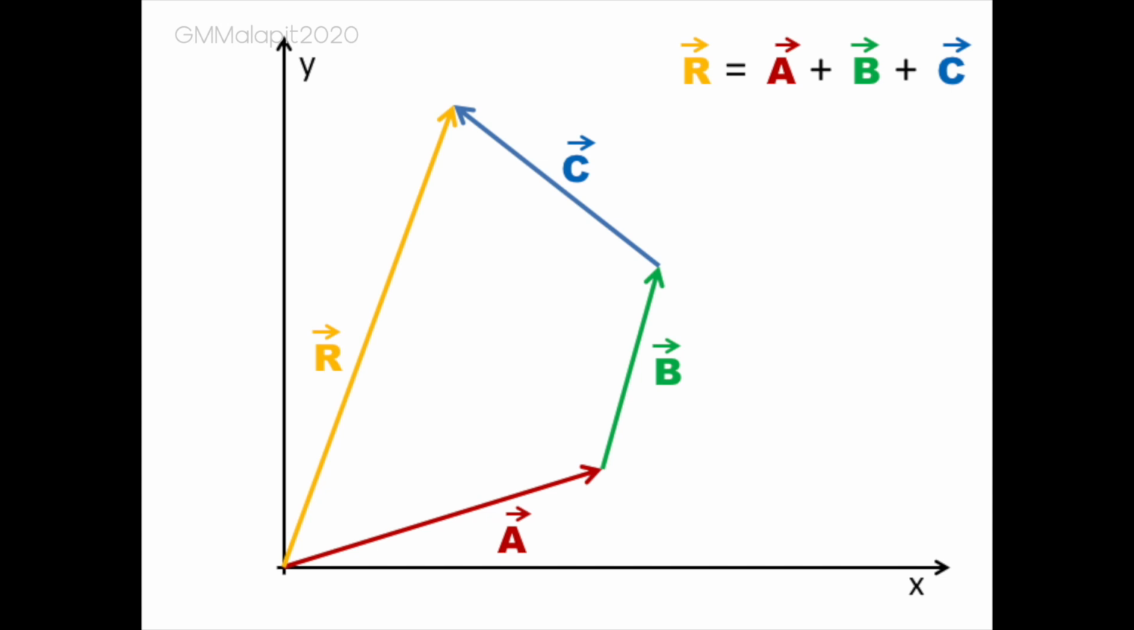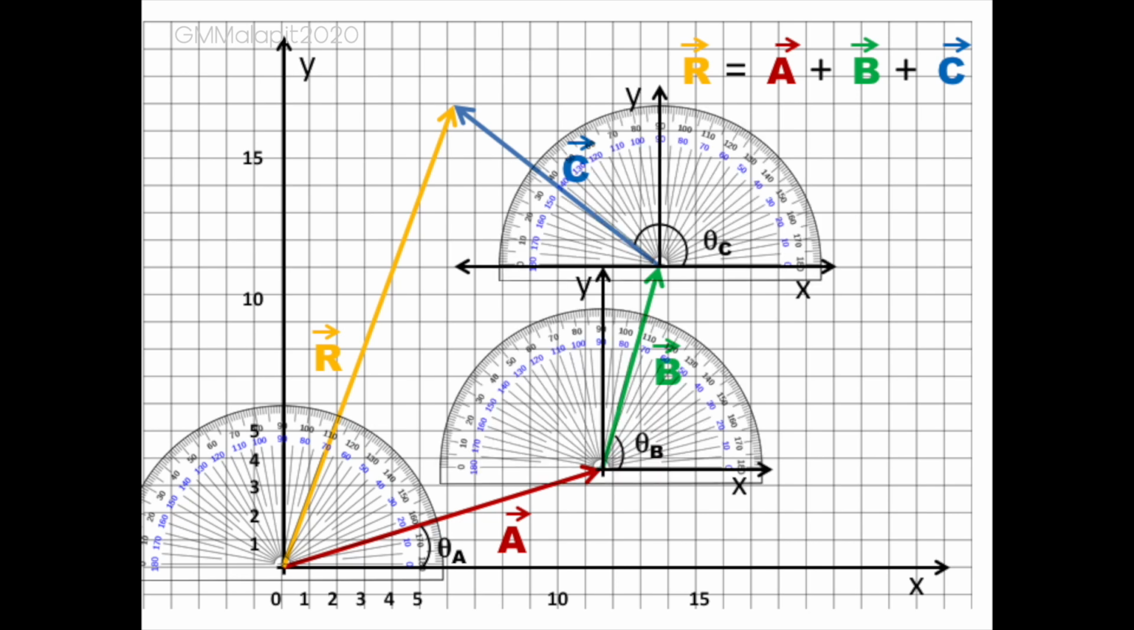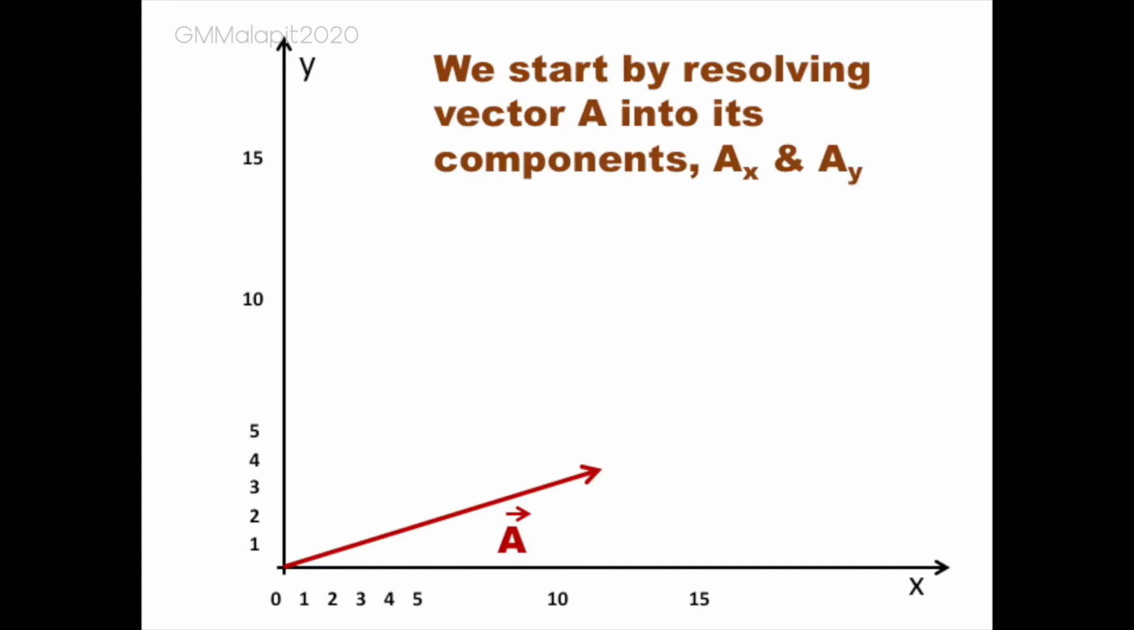In order to determine the magnitudes and directions of our vectors, we need the scale of our x and y axis as shown. We also need a protractor in order to find out the direction of our vectors. Components of a vector. We start by resolving the components of vector A. To find the x component A sub x, we project vector A down onto the x-axis by dropping a perpendicular from the head of vector A to the x-axis.